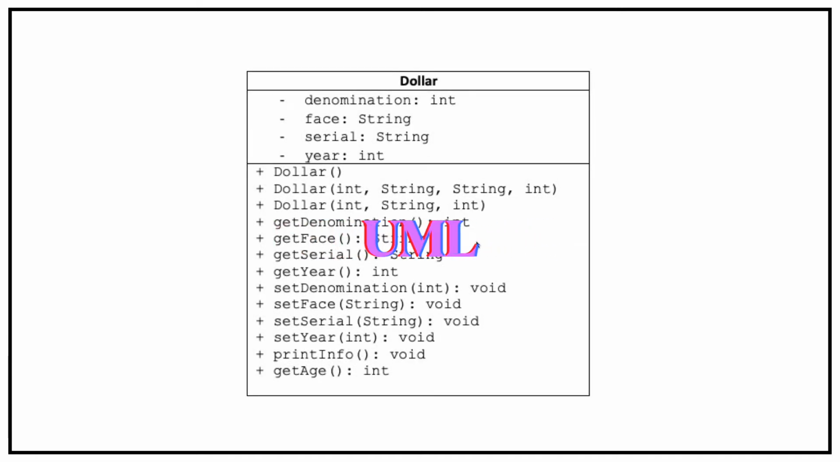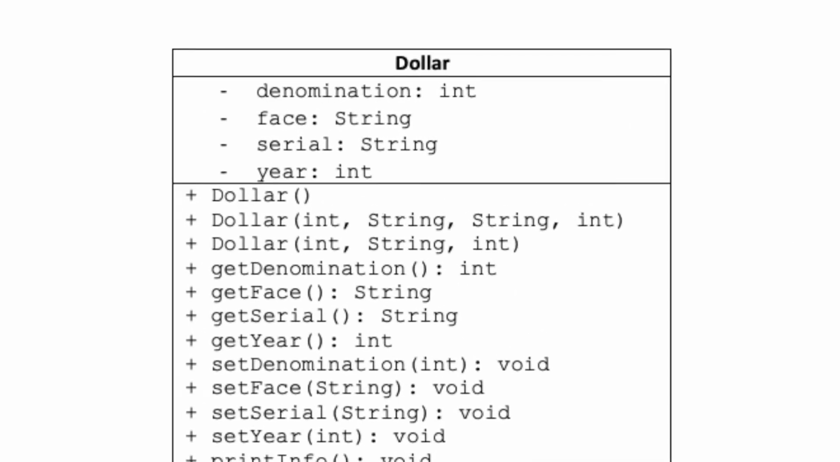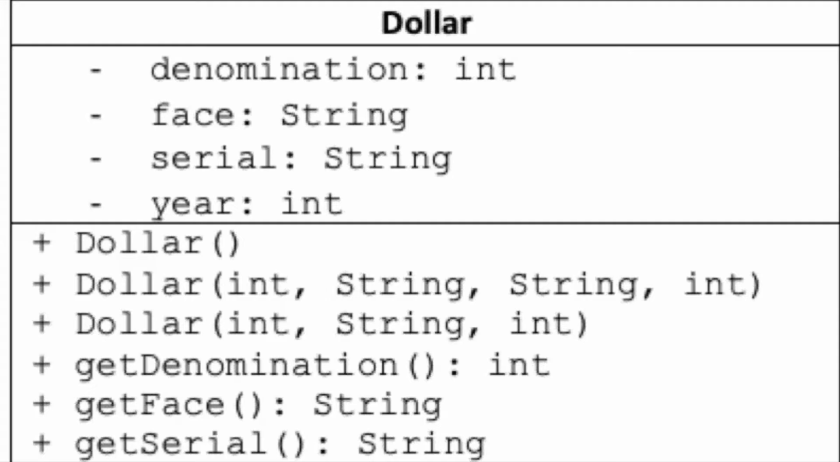We're going to follow this UML as a design for our object Dollar. And as you can see here, at the very top is the name of the class that you're going to create. The next square determines the fields. The minus sign means that there are private fields. No longer in objects do we use public for the field. We use the minus to determine it's a private field. And then here you have the denomination, face, serial, and year, followed by the data types: int, string, string, and int. The next part are the methods or the actual constructors.